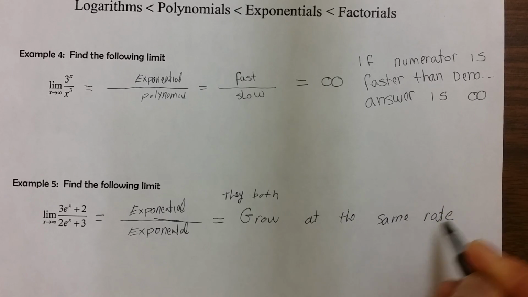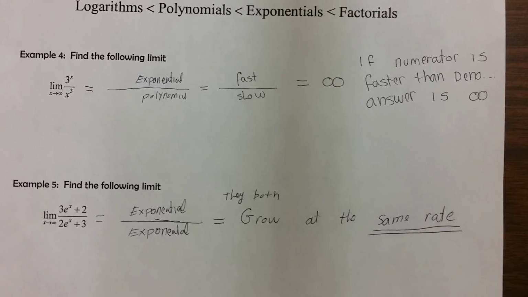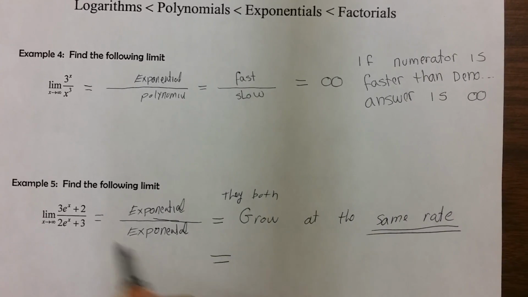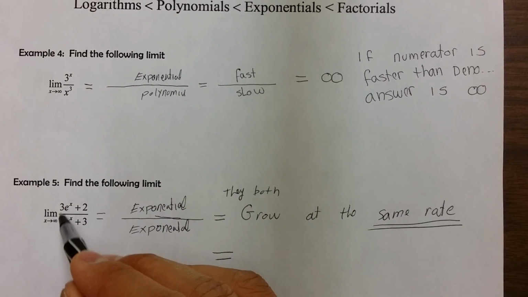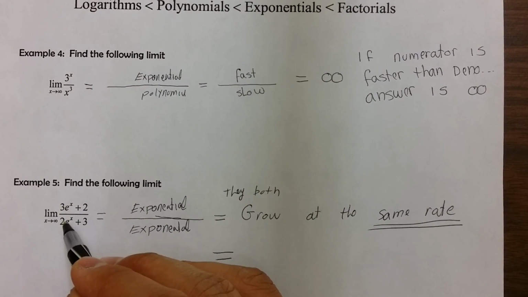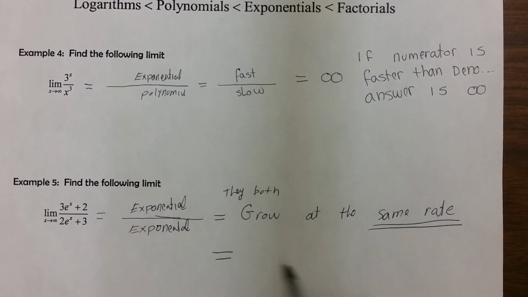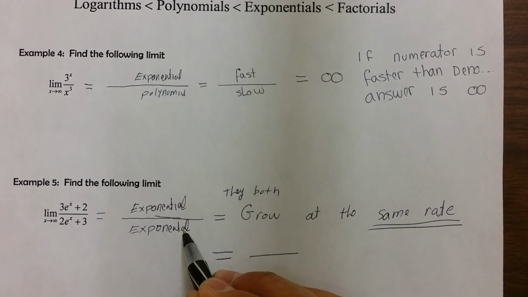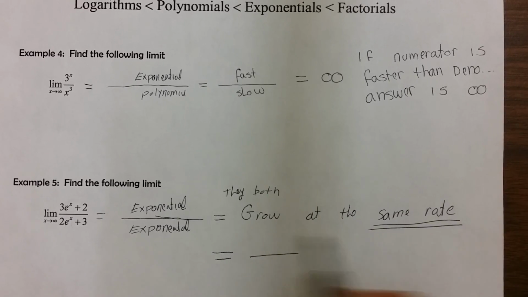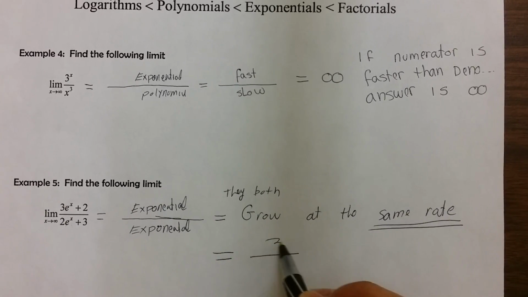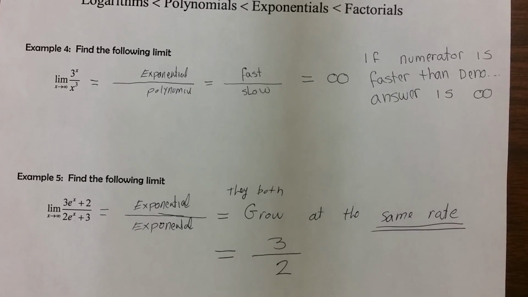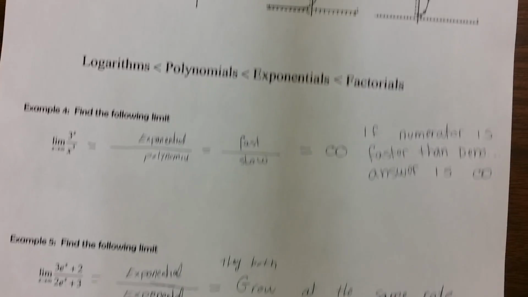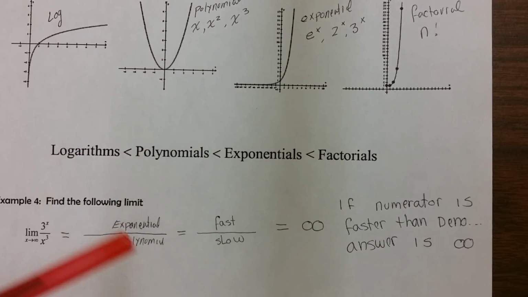What does that mean? If they grow at the same rate, guys, then we take their coefficients as the value for our limit, or as our answer. So because they're both exponential, they grow at the same rate, therefore 3/2 is gonna be our answer. And we're done with that part. Okay, good. So make sure you review the growth rate, so on and so forth.